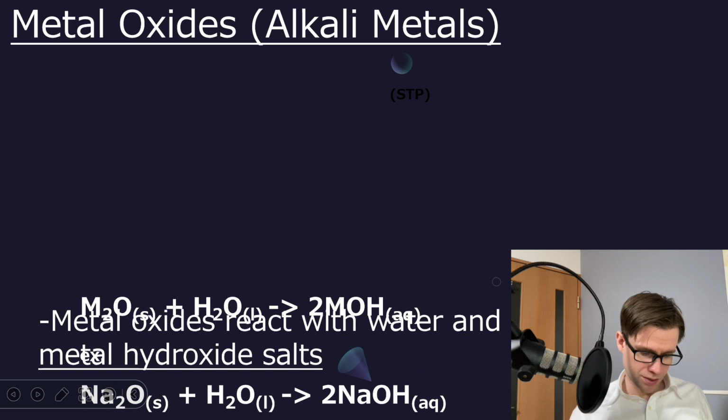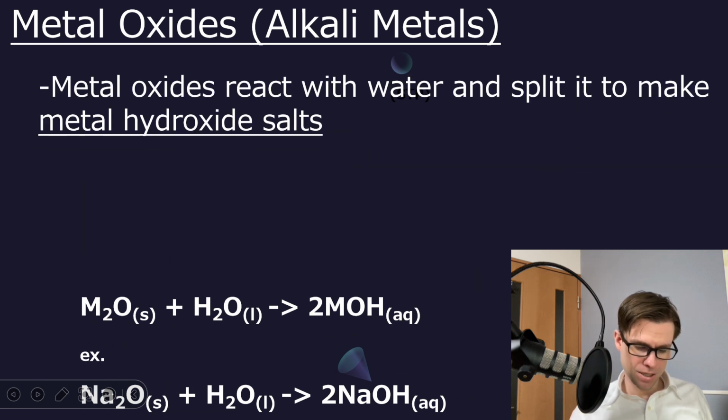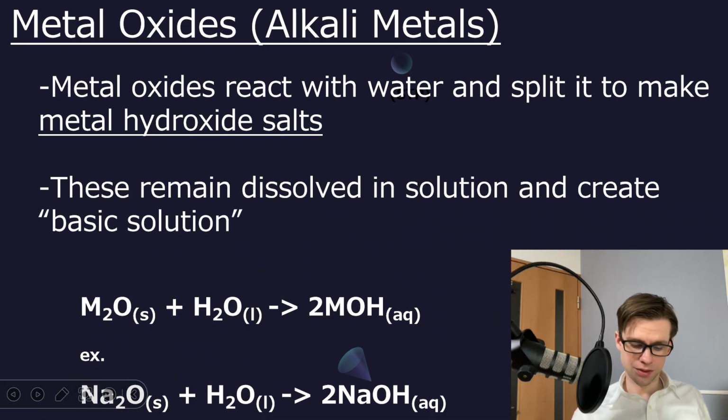So let's look at the metal oxides for alkali metals. So we know metal oxides react with water, and they will split it to make metal hydroxide salts. These remain dissolved in solution and create a basic solution. So here's the general formula first. M2O, metal 2 of that with one oxygen. So these would be alkali metals, something like sodium oxide, Na2O, or lithium oxide, Li2O, plus water goes to 2 metal hydroxide, 2 MOH. And then a real example here, Na2O plus H2O goes to 2 NaOH.